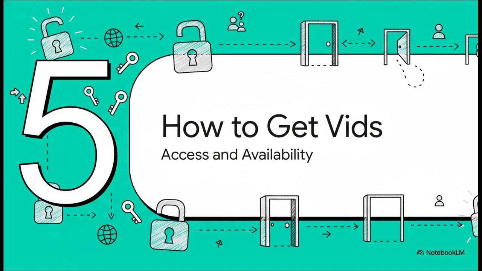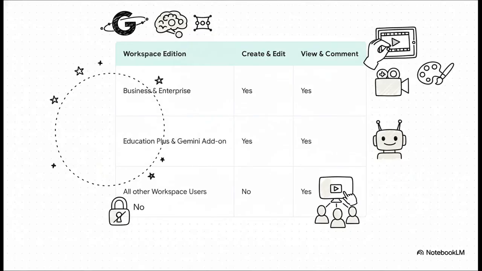So at this point, you're probably thinking, okay, this sounds amazing, but how do I get my hands on it? Let's jump into the practical details of who gets access. All right, here's the breakdown. The full creation and editing powers are available for most Google Workspace Business, Enterprise, and Education Plus subscribers, plus anyone with the Gemini add-on. But here's the good news. Even if you don't have one of those plans, anyone with a Workspace account can still view and comment on a Vids project if it's been shared with them.